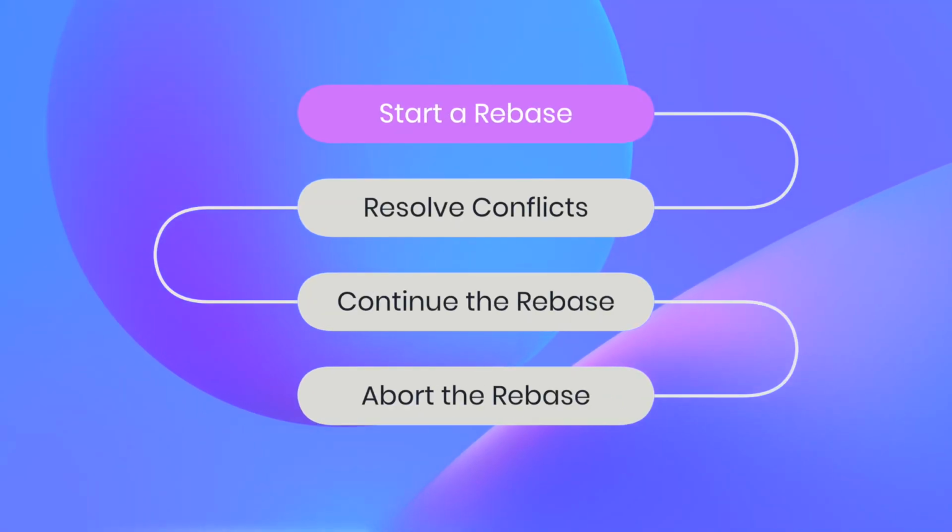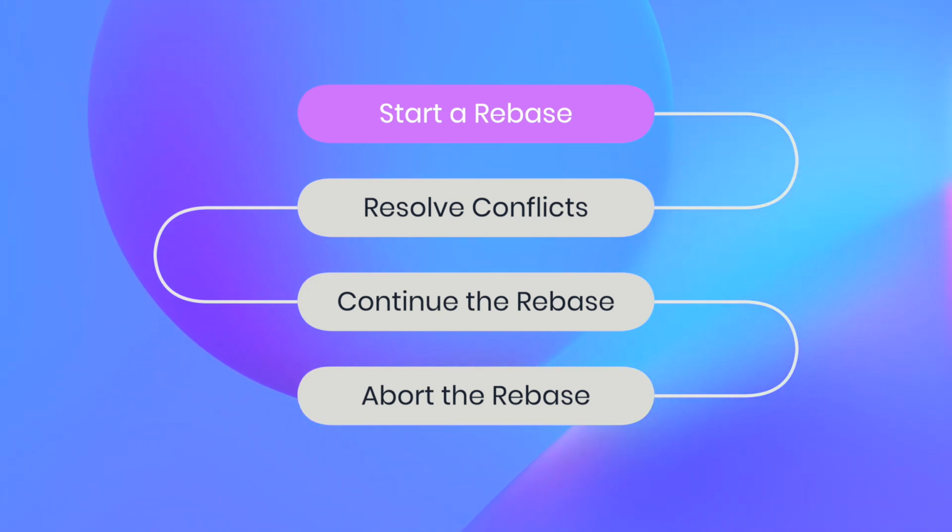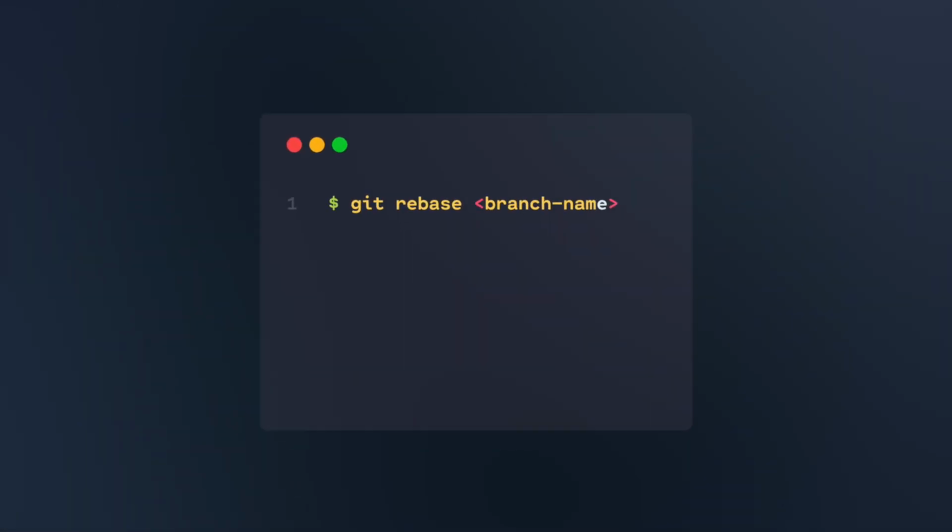Start a rebase. To start a rebase, make sure you are on the branch that you want to apply the changes to, the target branch. Then, run the following command: git rebase branch name.